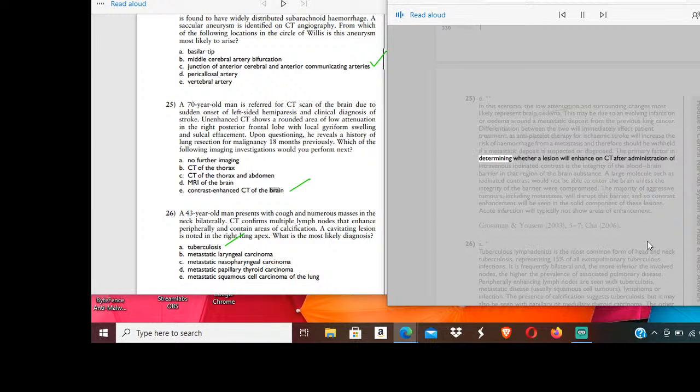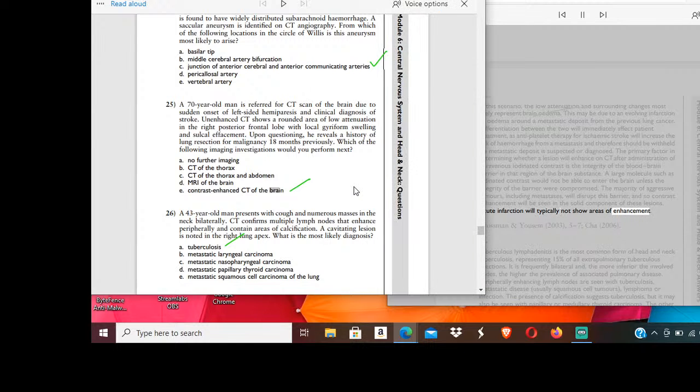The primary factor in determining whether a lesion will enhance on CT after administration of intravenous iodinated contrast is the integrity of the blood-brain barrier in that region of the brain substance. A large molecule such as iodinated contrast would not be able to enter the brain unless the integrity of the barrier were compromised. The majority of aggressive tumors, including metastases, will disrupt this barrier and so contrast enhancement will be seen in the solid component of these lesions. Acute infarction will typically not show areas of enhancement.